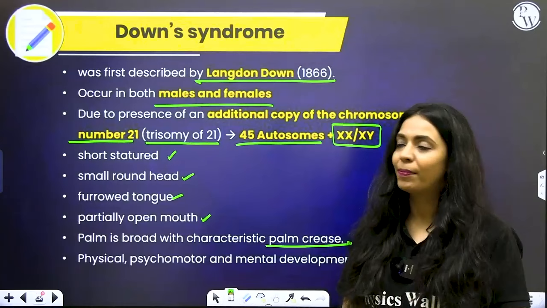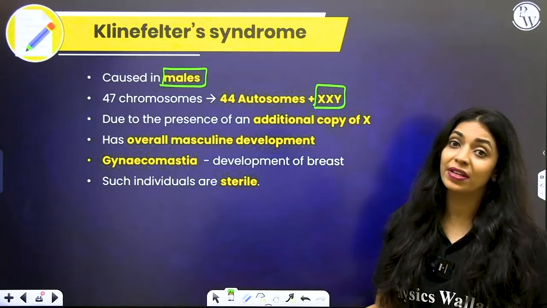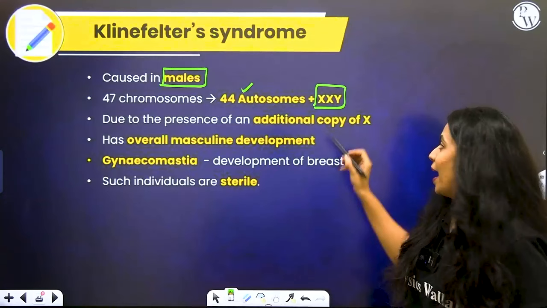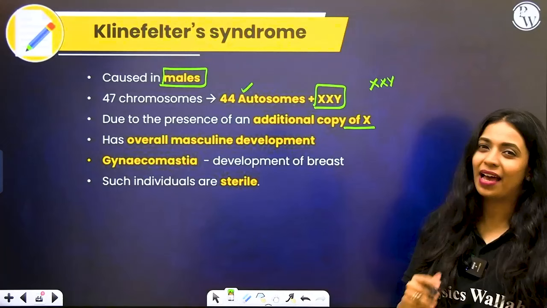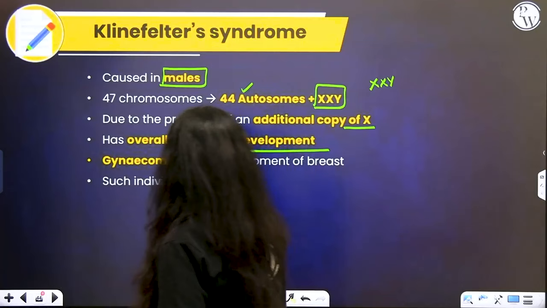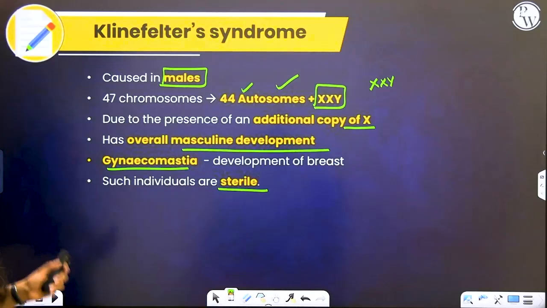Now let's talk about Klinefelter syndrome. This is caused only in males. Over here, there is an extra X chromosome. They are born phenotypically as males. They have normal number of autosomes, which is 44. If they are normal males, they should have XY, but they have an additional X, which is why it is called XXY syndrome also. Because they have an extra X chromosome, they have certain feminine features as well. Overall, their development is masculine, but some of them develop breasts similar to females, which is called gynecomastia. And individuals that have this kind of karyotype are usually sterile.